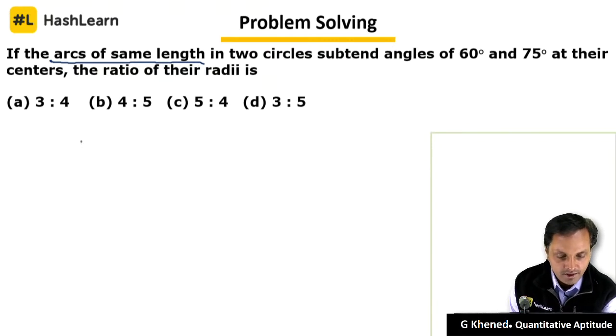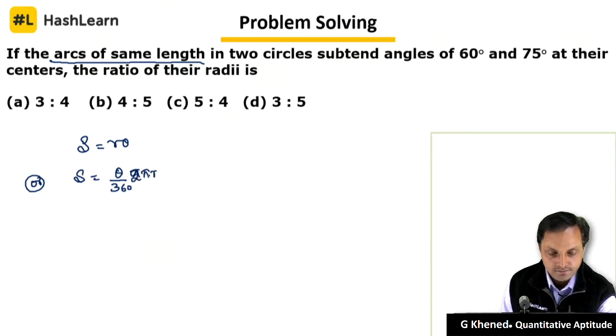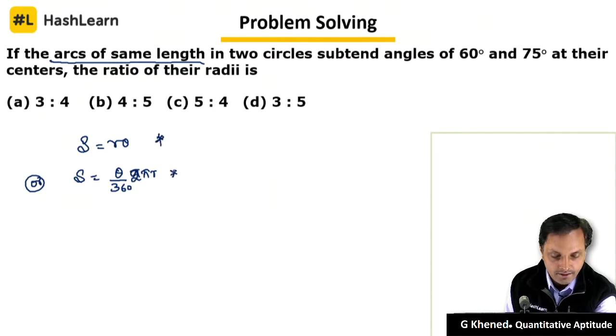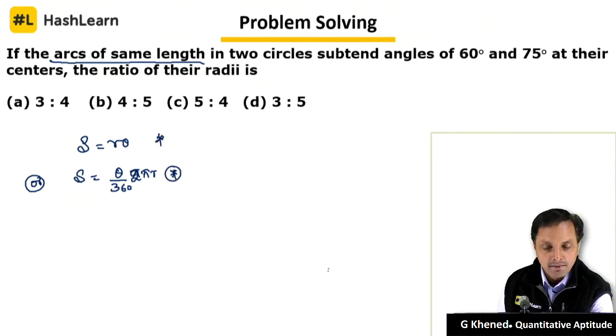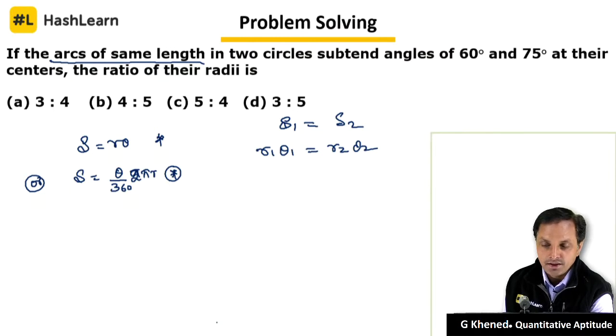See, remember, S is equal to r theta, or S is equal to theta divided by 360 into arc length is 2 pi r. So, either you can use this one or you can use the second one. Since the arcs are of same length, S1 is same as S2. So, R1 theta 1 is equal to R2 theta 2, where R1 is the radius of the first circle, R2 is the radius of the second circle, theta 1 and theta 2 are the respective angles of two circles.